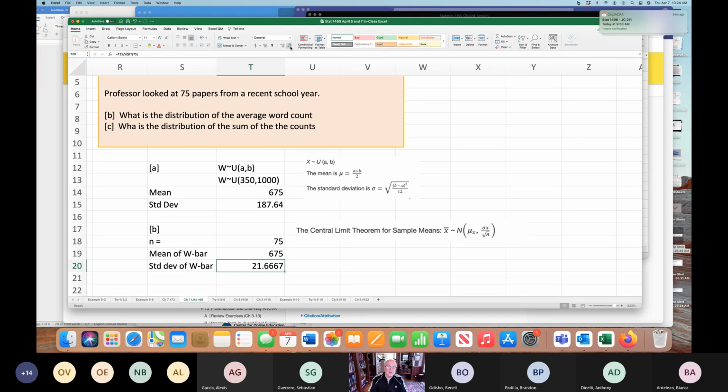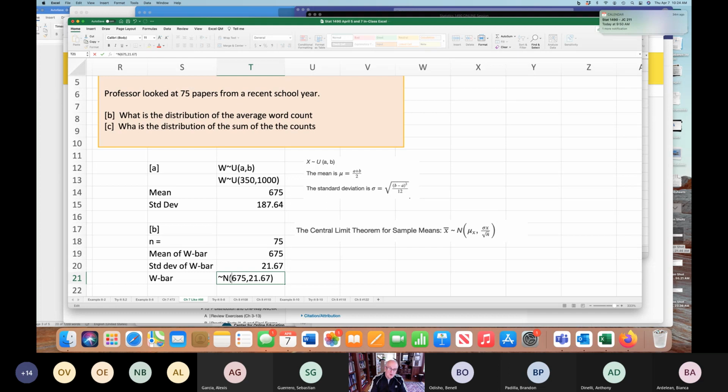So I get 21.6667. So let's take it down to 2 decimal places. So W bar, the average length of papers, will be normally distributed with 675, comma, 21.67, and I need another parentheses here.